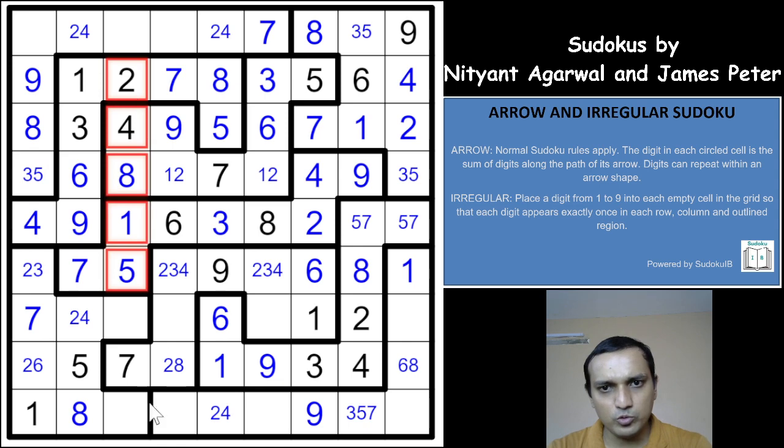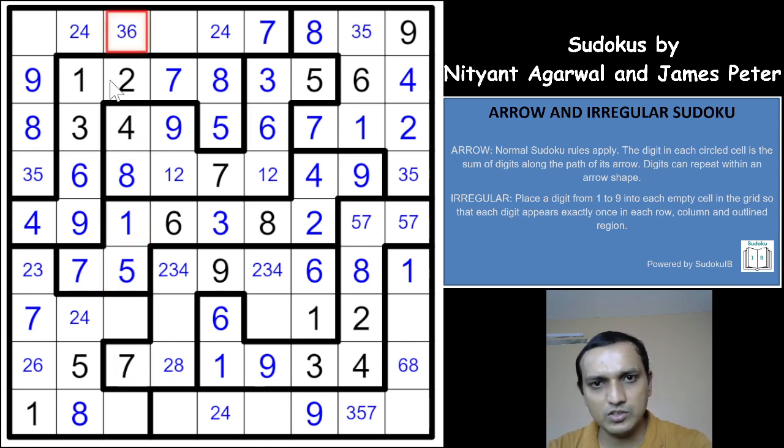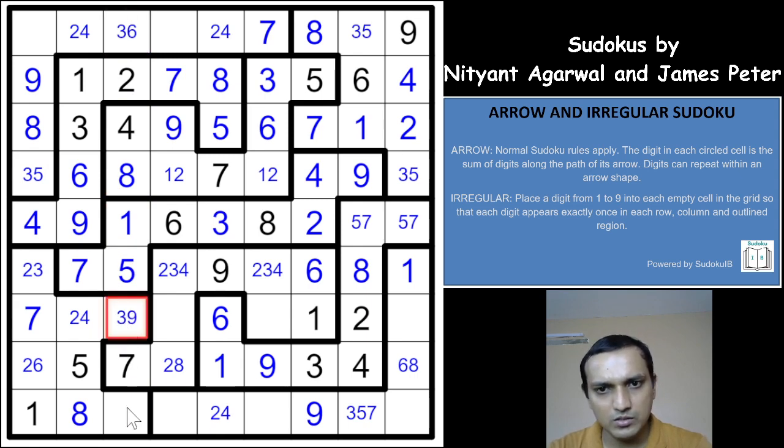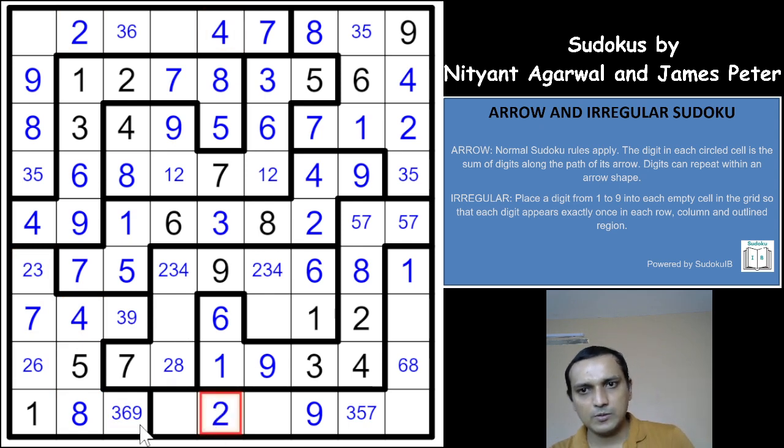5 1 8 4 2 7 3 6 and 9, 9 cannot be here, so this is 3 6, 6 cannot be here, 3 9, 3 6 and 9. So where can a 4 be in this box? 4 cannot be here, 4 cannot be here, this cell would have to be a 4, that gives you 2 and a 4 here, that gives you 2 here.